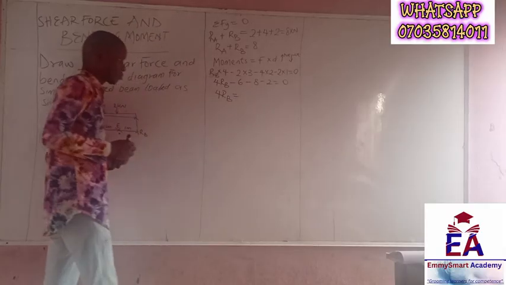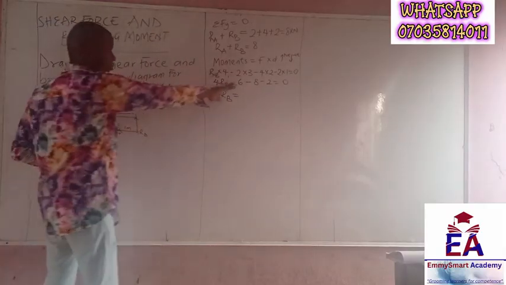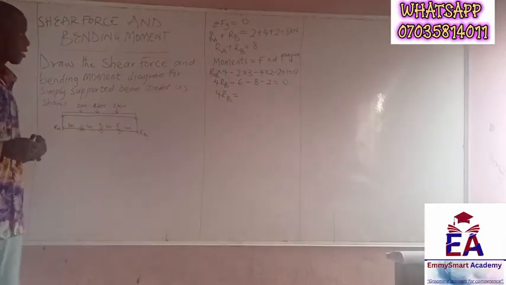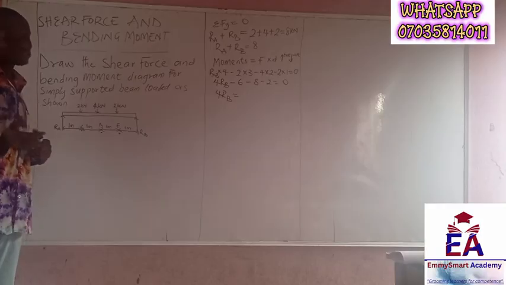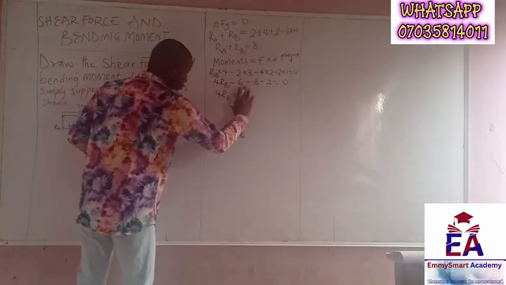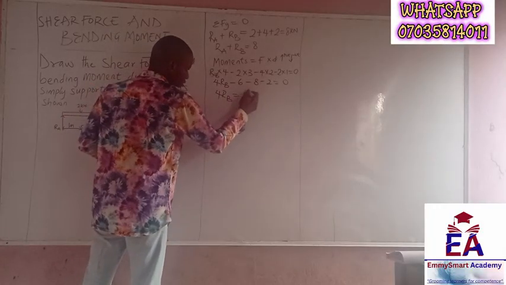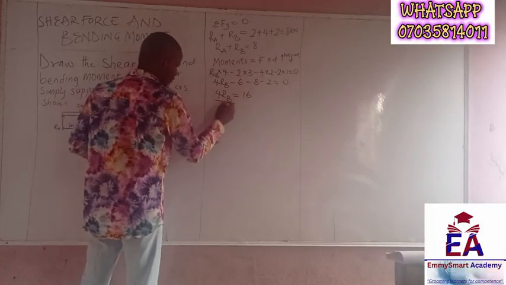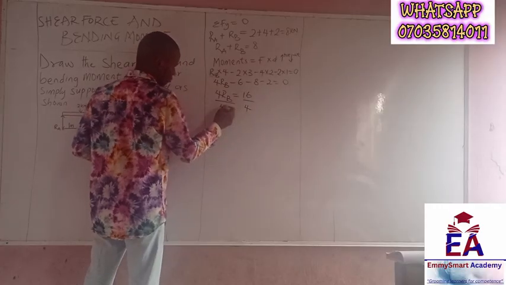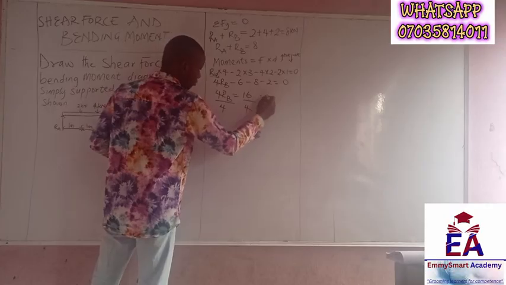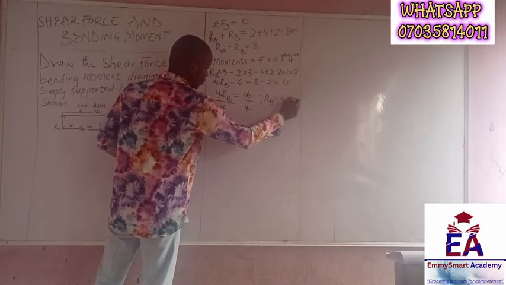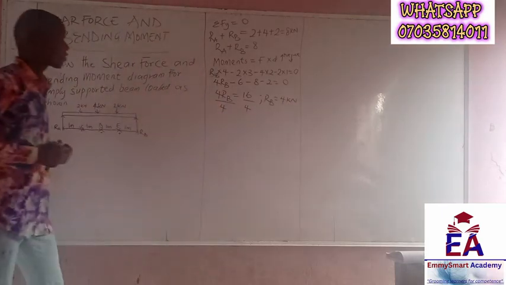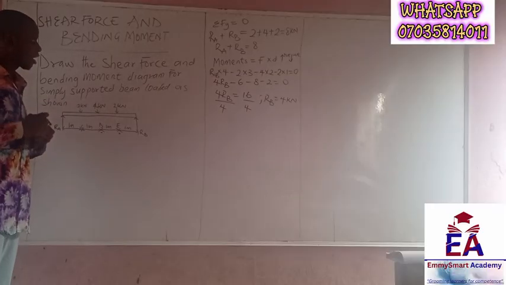So we have that 4 RB is equal to, it means all these guys will go to the other side. So minus 6 minus 8 will give you minus 14. Minus 14 minus 2 will give you minus 16. Minus 16 goes over to this side, it becomes 16. So divide here by 4, divide here also by 4. So we have RB is equal to 4 kilonewton.